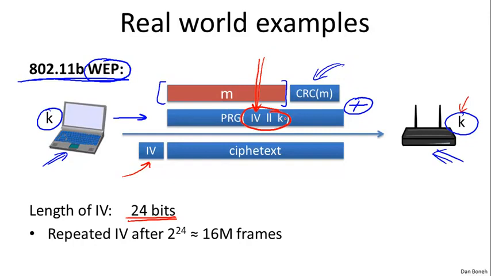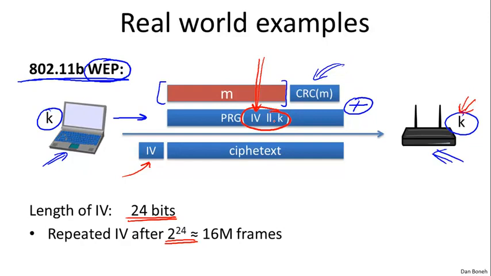Now the problem with this, of course, is the IV is only 24 bits long, which means that there are only 2 to the 24 possible IVs, which means that after 16 million frames are transmitted, essentially the IV has to cycle. And once it cycles, essentially we get a two-time pad. The same IV would be used to encrypt two different messages. The key K never changes. It's a long-term key. And as a result, the same key, namely IV concatenated K, would be used to encrypt two different frames, and the attacker can then figure out the plaintext of both frames.